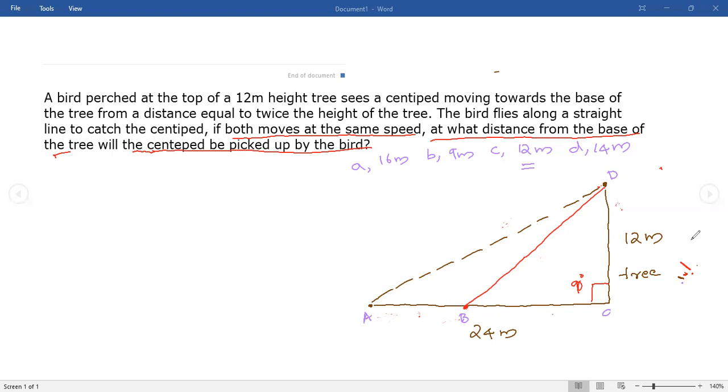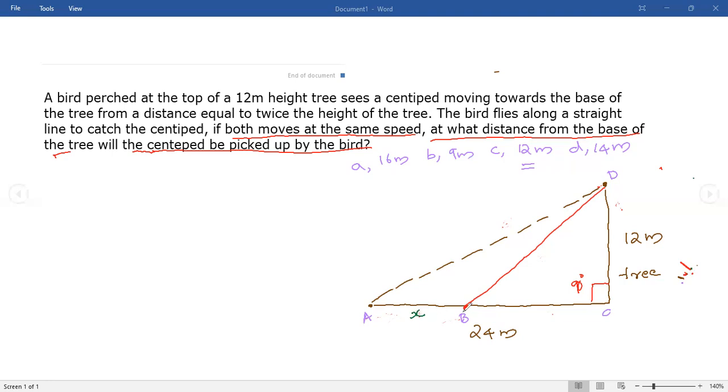So why can't we think like this? As they are moving at the same speed, AB and BD will be equal, because the time taken for the centipede to move from A to B is the same as the time taken for the bird to travel from the top of the tree to the base. We can't say they meet at 12 meters. We can take this as X.